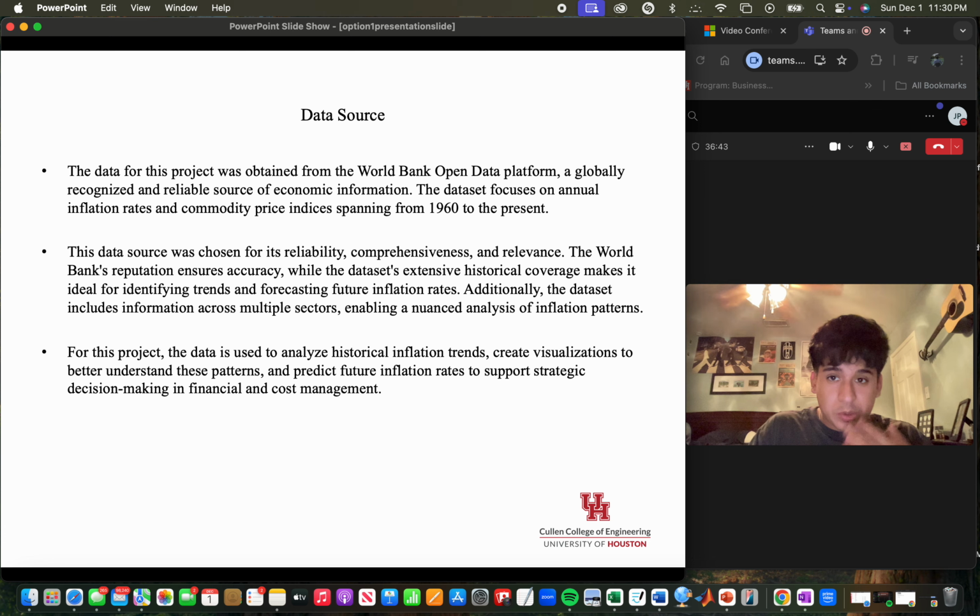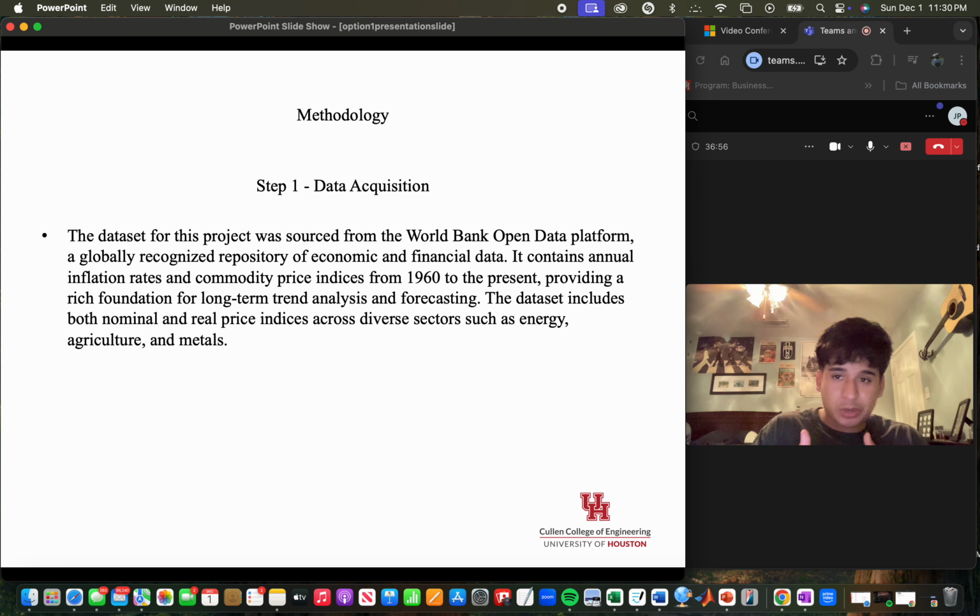It's important because we're going to analyze historical inflation trends and create visual models. I'm going to show what I did. So it's important that we have this data. So methodology, what do we do? Step one was data acquisition.